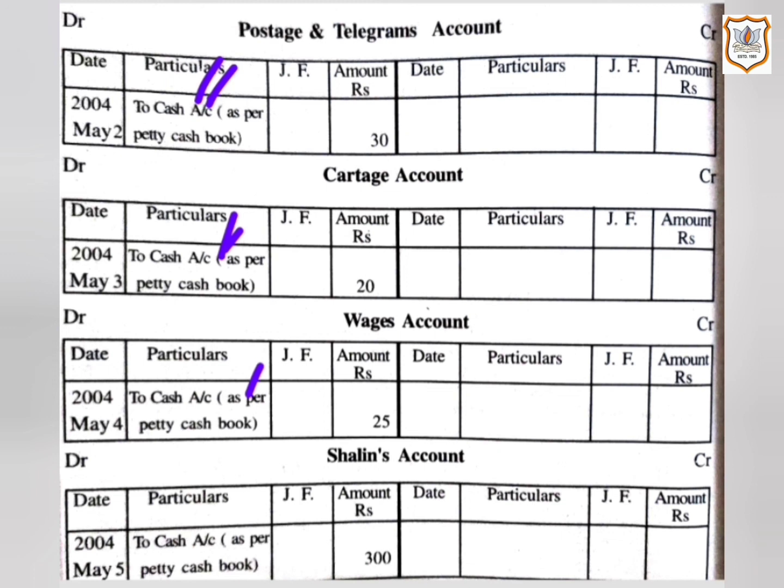Now we have also prepared individual account, that is Shalin's account. Here Shalin is the receiver, so we will record it on debit side. So here also in particular column we will write to cash account. So this is very simple posting from petty cash book. I hope you would have understood.